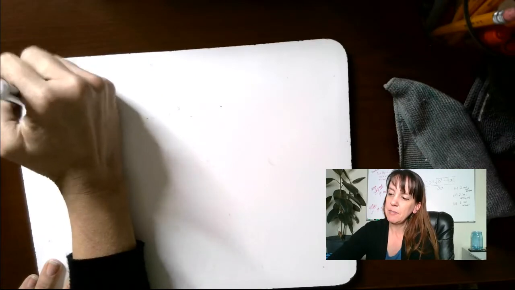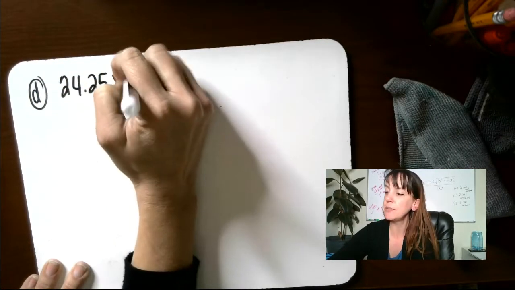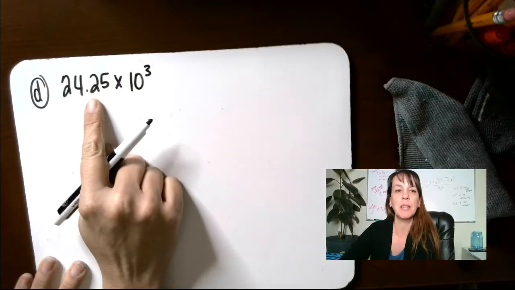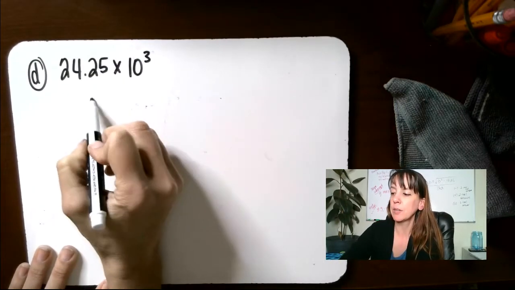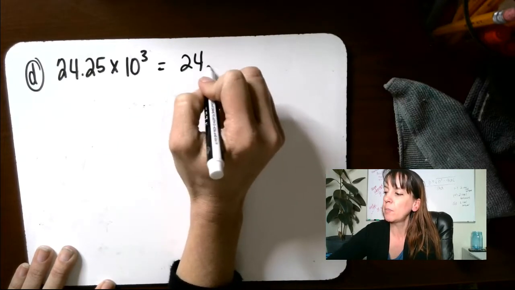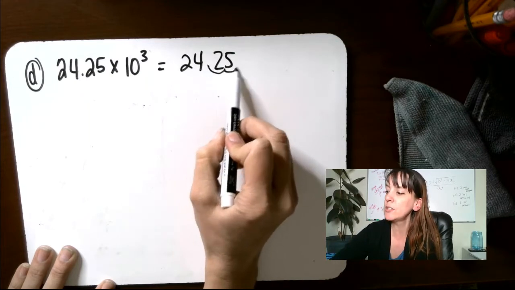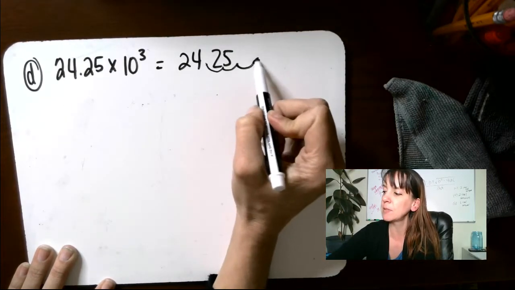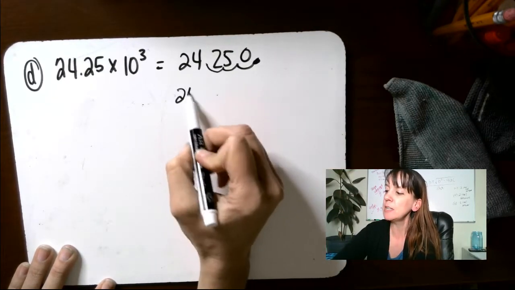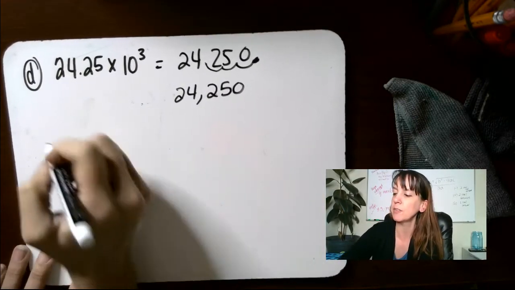D, simplify to 24.25 times 10 to the 3rd. Now we are multiplying, so we're gonna make this number larger. So this equals 24.25. We're gonna move this over 3 spots, 1, 2, 3, put my decimal here. So we end up with 24,250.